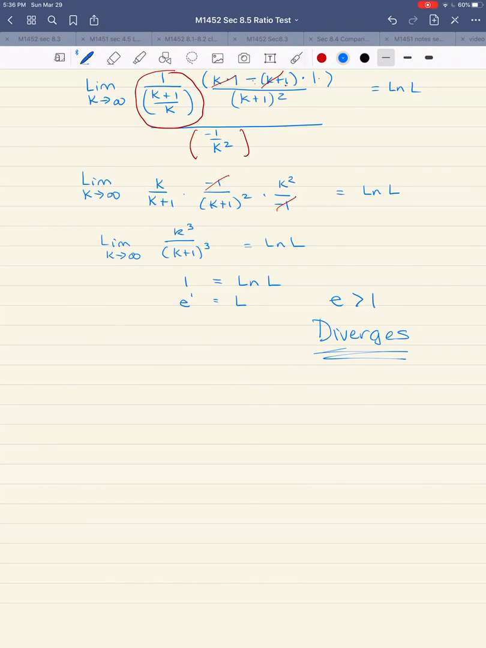So there you have it, the ratio test and the kth root test. Good for things with factorials and k-powers. So have at it. I think you'll like the ratio test. I think that'll probably be your favorite, and you're going to try to use it on everything, but remember, it's not going to work unless you have factorials and k-powers. It'll fall into that inconclusive case.